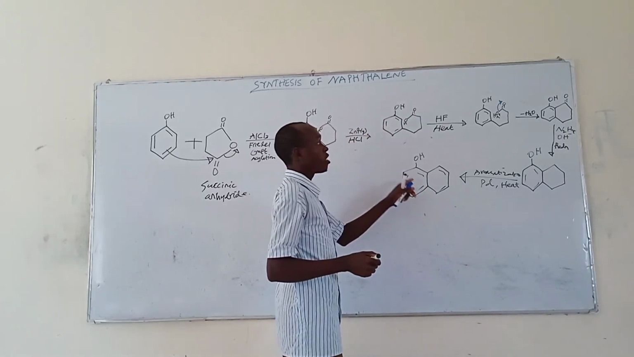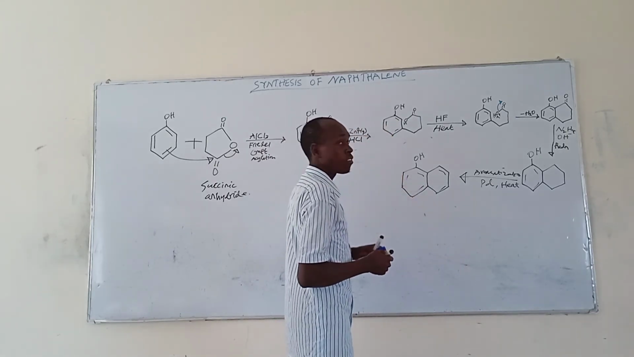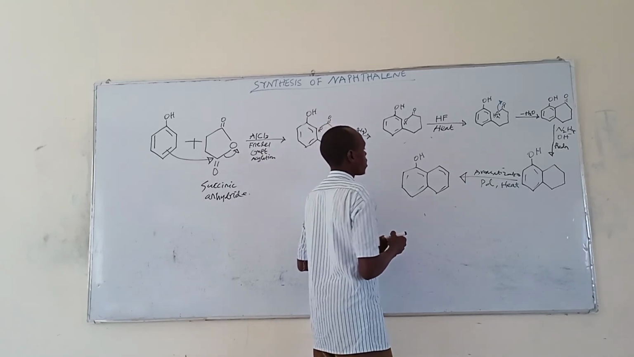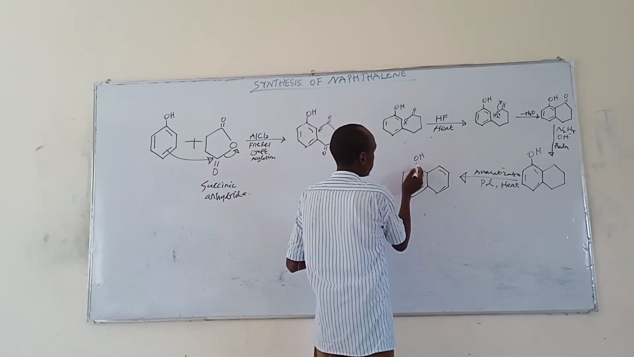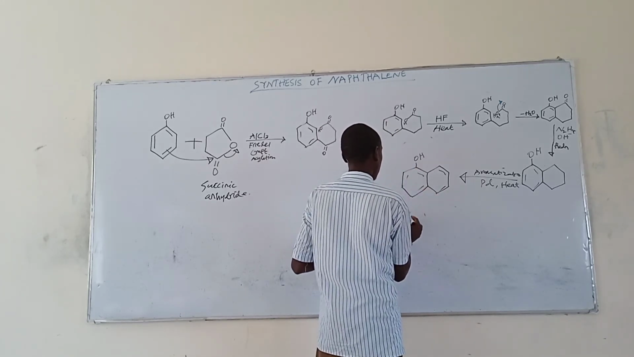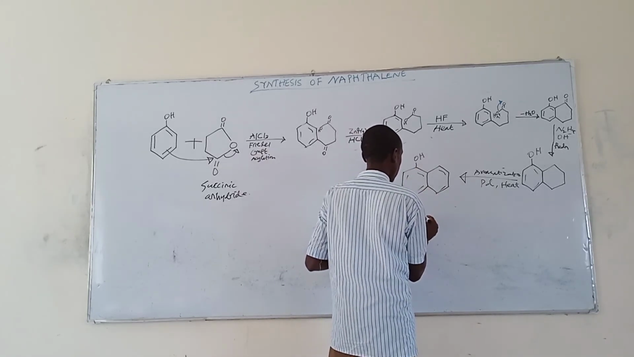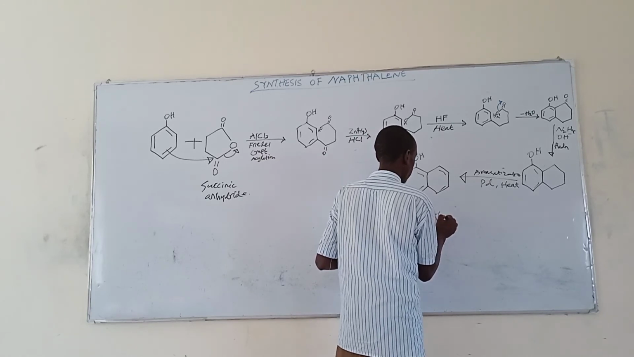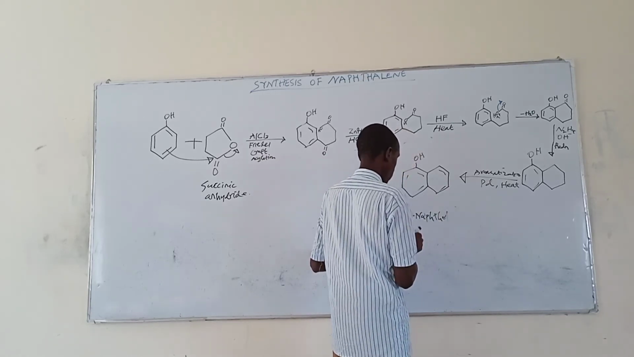This is now the naphthalene. To be precise, we have our OH here. This one becomes 1, 2, 3, 4, 5, 6, 7, 8. This one becomes 8 after all. This becomes our final product.